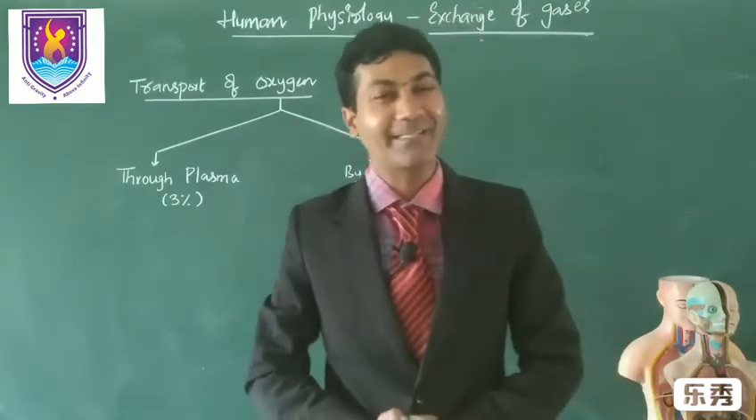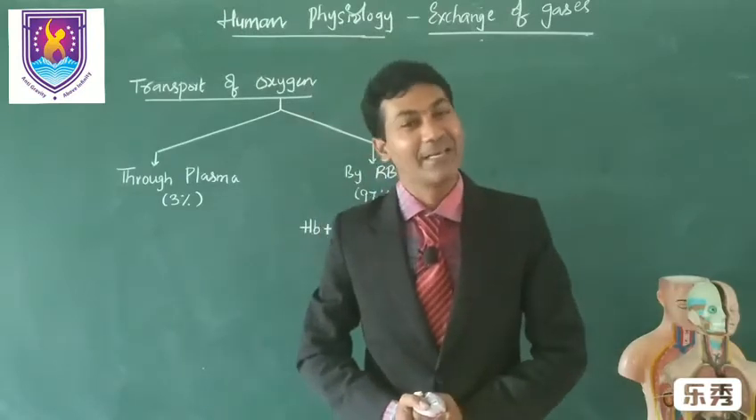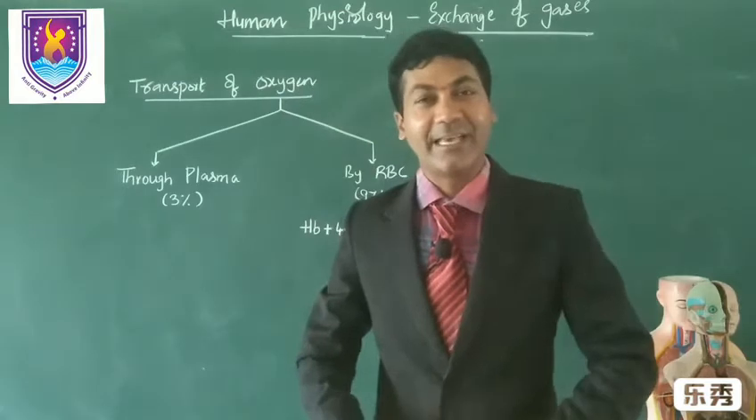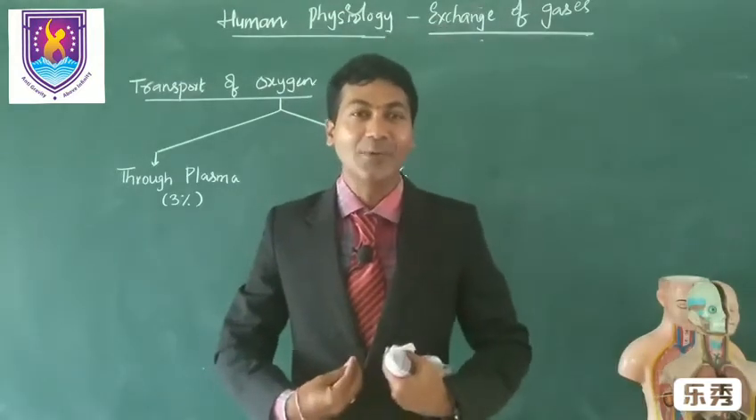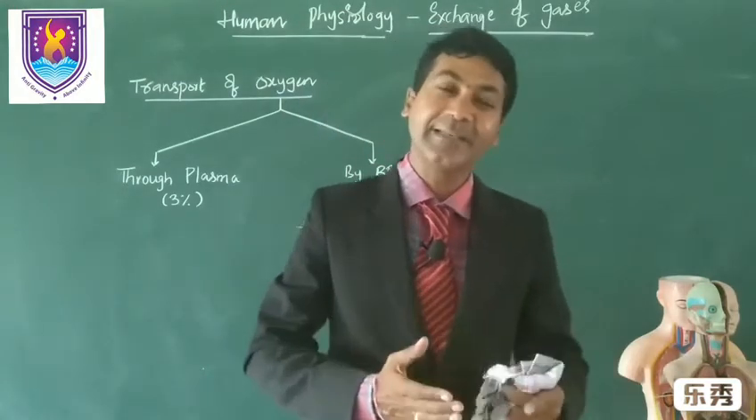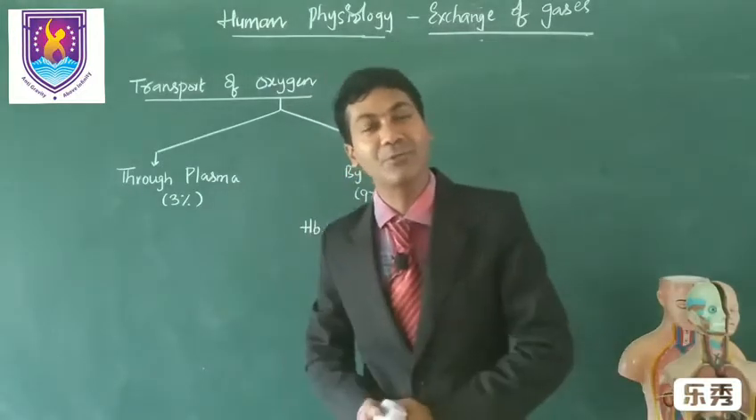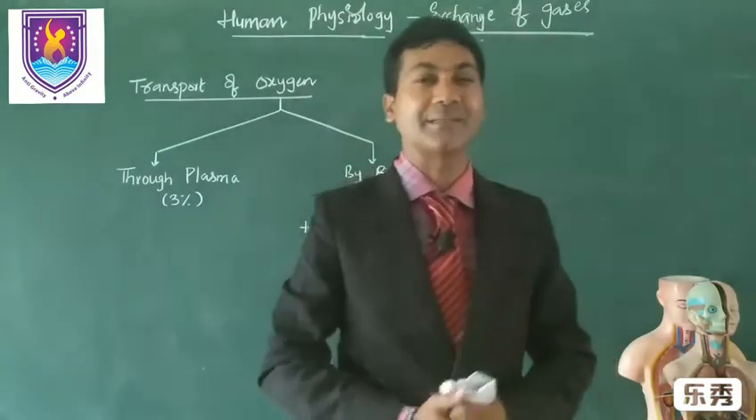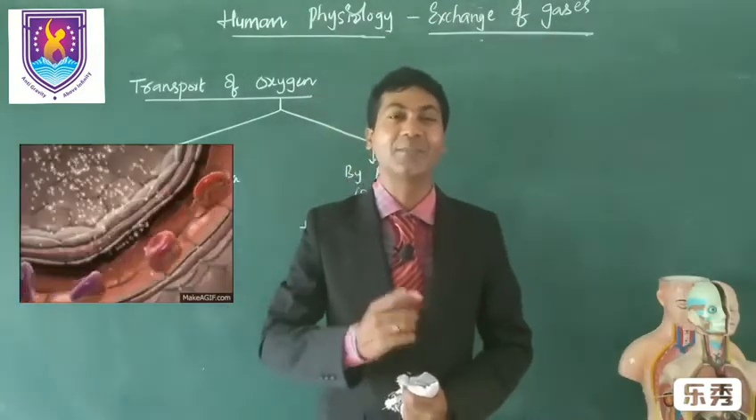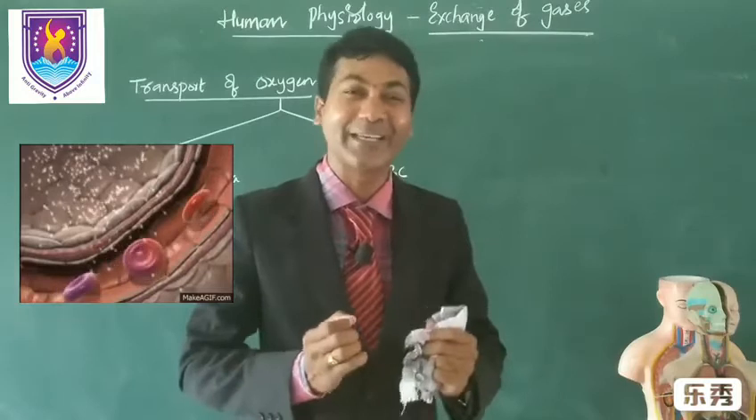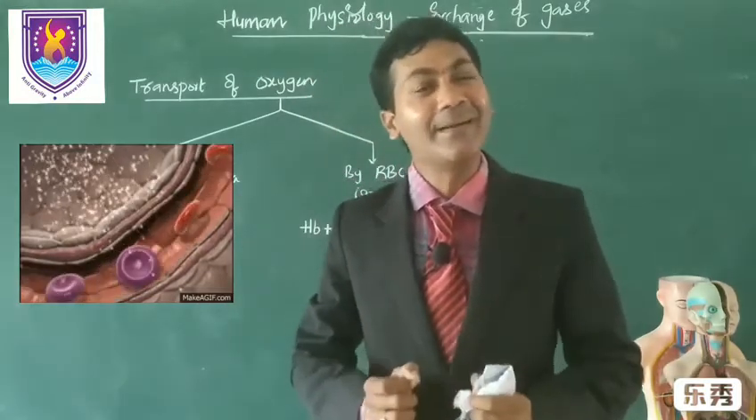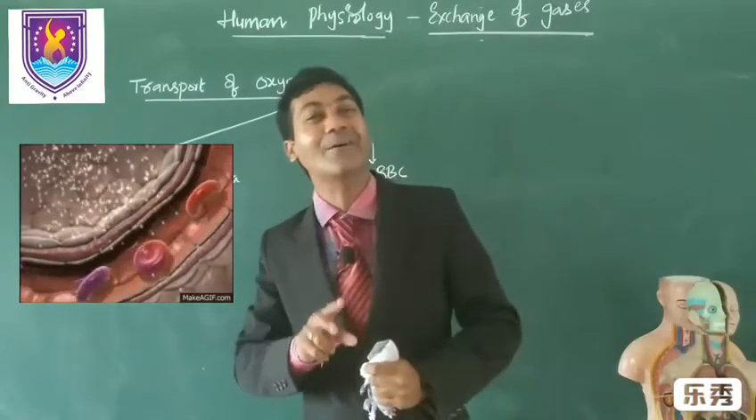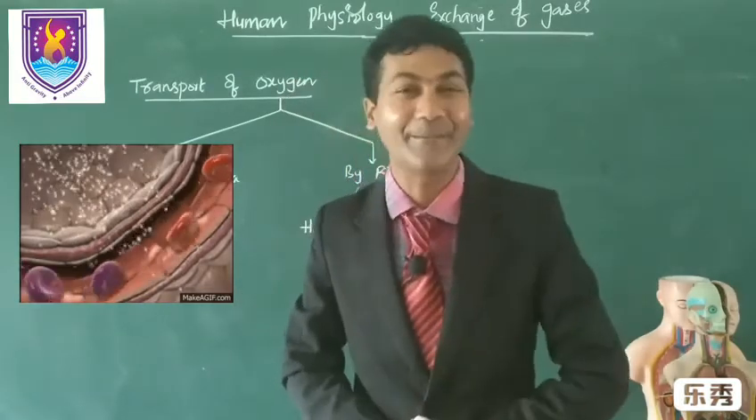Before starting this session, I want to ask you a question. My dear students, after inhalation, air enters into lungs. Now tell me how oxygen is transported from lungs to tissues and how carbon dioxide is transported from tissues to lungs. Yes, you are right, with the help of blood. So we can conclude that blood is a medium for transport of oxygen and carbon dioxide in our body.